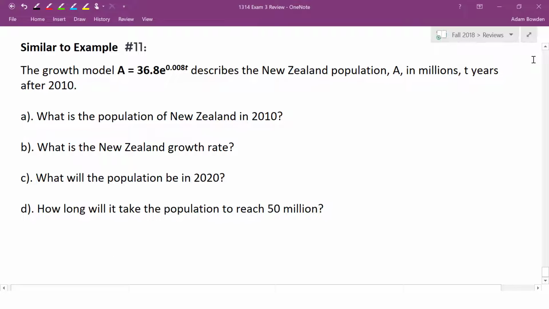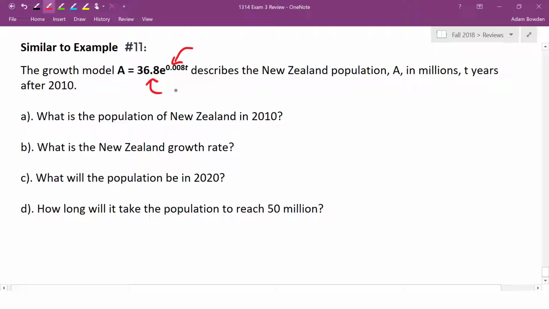We're going to be dealing with an exponential population growth function. In this case, we're going to work one where we have the New Zealand population in millions t years after 2010. So first off, it asks, what is the population in 2010? Well, a lot of information can be found from the function itself.